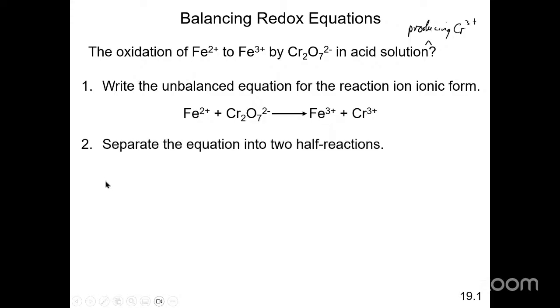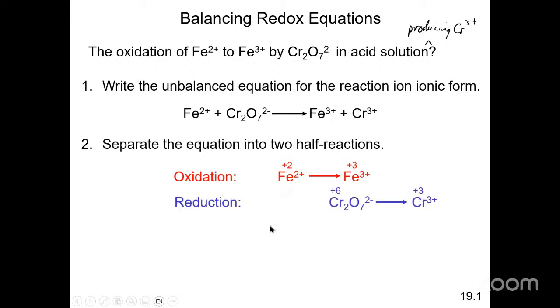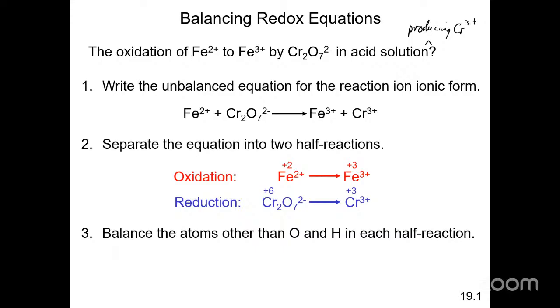And the next step is that you separate the unbalanced equation into two half equations, right? One half equation would be the oxidation half equation, and the other half equation would be the reduction half equation. So you separate it into the oxidation half equation, which is the Fe2+ going to the Fe3+, and the reduction half equation, which is the dichromate going to the chromium 3+ ion, all right? The next step is that we balance all atoms excepting oxygen and hydrogen. And we do this in the traditional way that we're accustomed to, right? Now, in the case of the first half equation, you don't need to make any changes because you have one iron on each side, right?